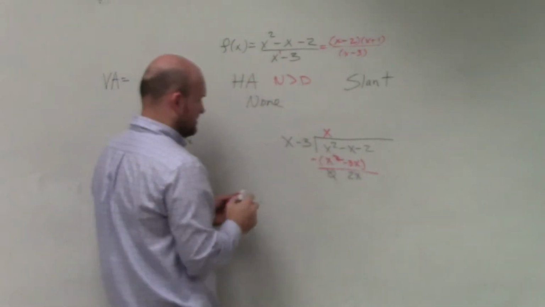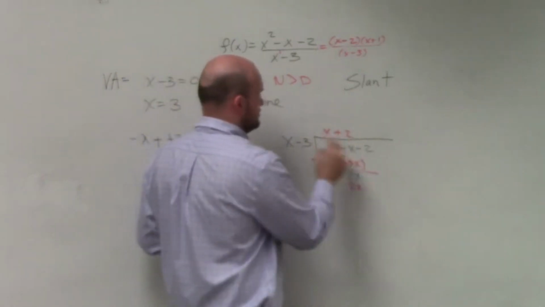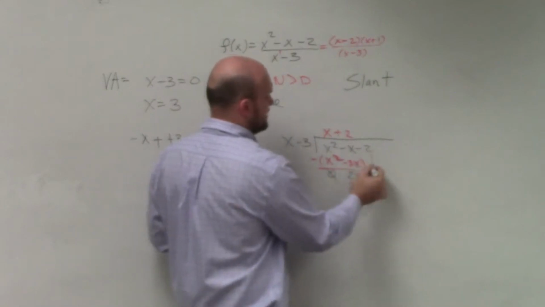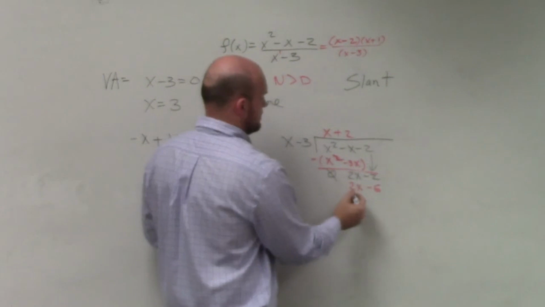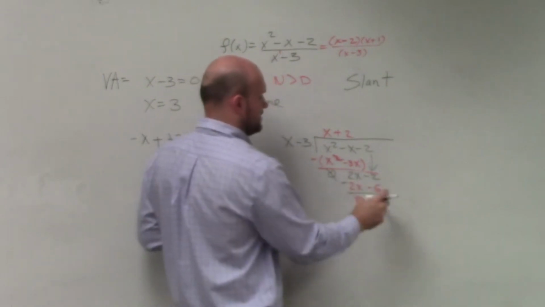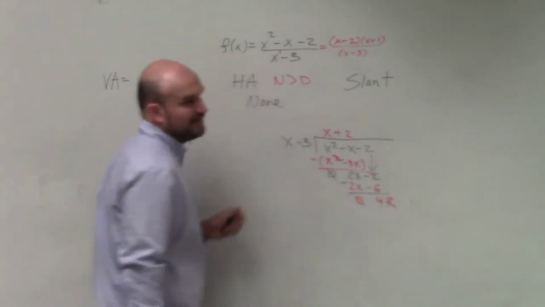X goes into 2x how many times? 2 times. 2 times x is 2x. 2 times negative 3 is negative 6. Bring down the negative 2. And it really doesn't matter from here. You're going to get 0, and you're going to get 4, which is your remainder.